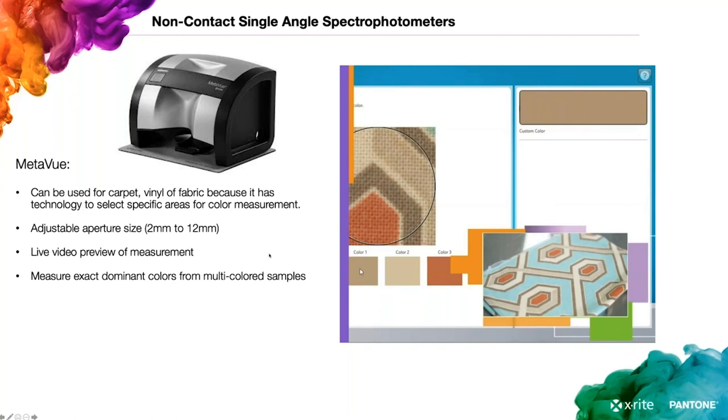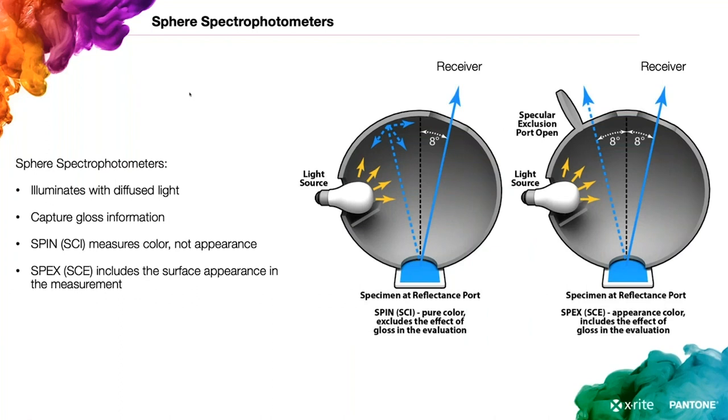Moving on to a different type of technology, which is the sphere spectrophotometer. A sphere spectrophotometer illuminates with diffused light. It does capture gloss information. Spin measurements measure color, not appearance, and spec measurements include the surface appearance in the measurement. I'll go over this a little bit more in detail.